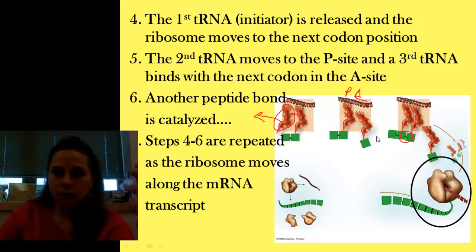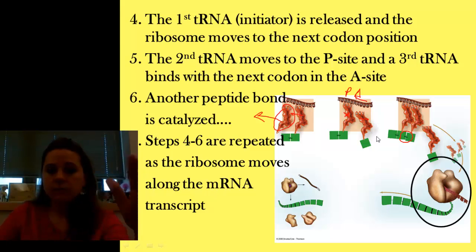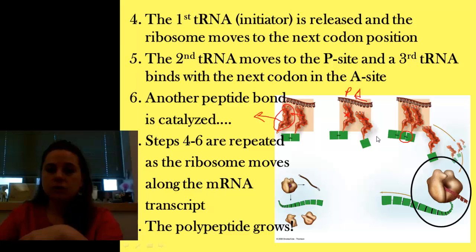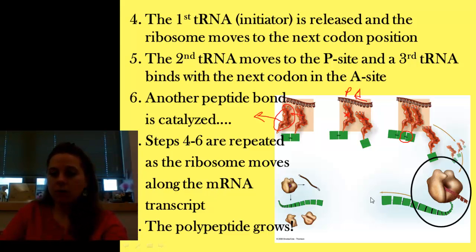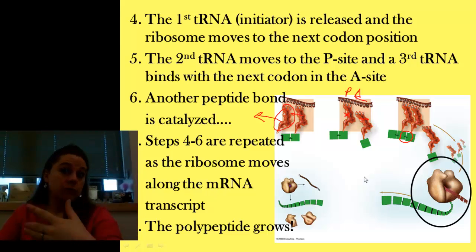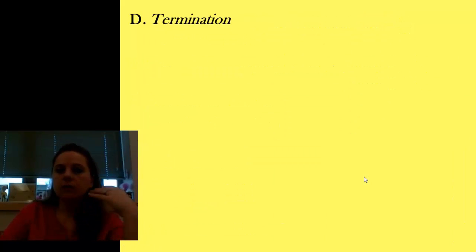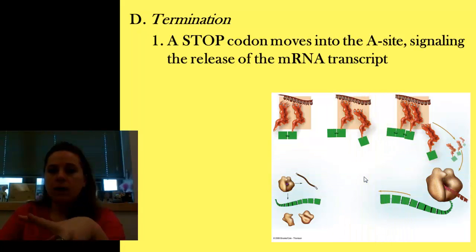until it reaches what we call the end, or in essence, the stop codon. So again, these next steps, they repeat until we reach the end. Okay, because this polypeptide chain is growing, and then it will become folded to become its protein. So the final part is called termination. Termination is when we reach the stop codon has moved into the A site.